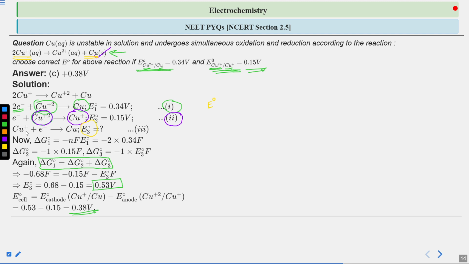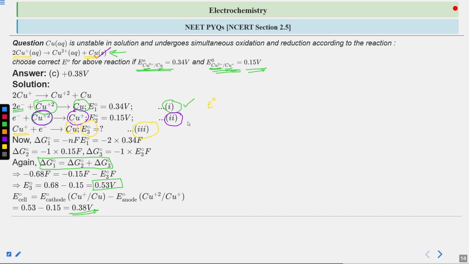So that's why we are writing here copper positive converting to copper and have the E0 3 value for this conversion. But we don't know E0 3, so we have to identify it first of all, and we are calling it the third equation. Now focus on what I am saying: delta G1 represents the first equation, delta G2 the second, and delta G3 the third. We are saying that delta G1 is delta G2 plus delta G3.